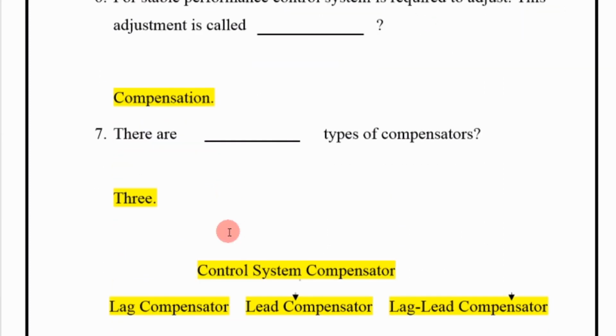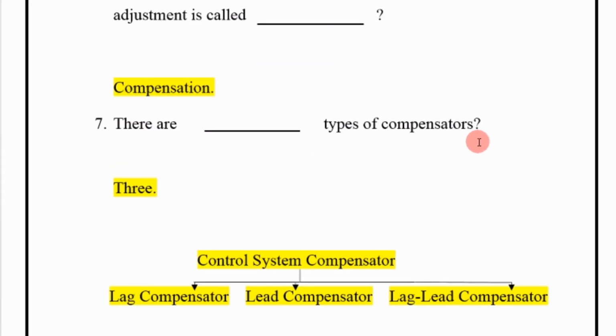Next, there are three types of compensator: lag compensator, lead compensator, and lag-lead compensator.